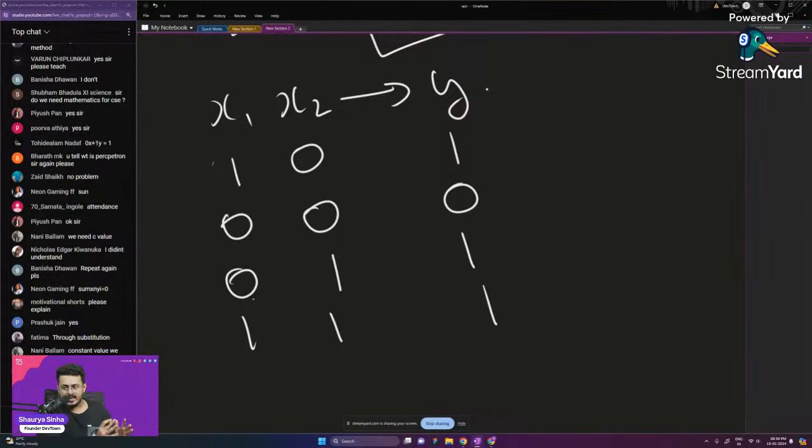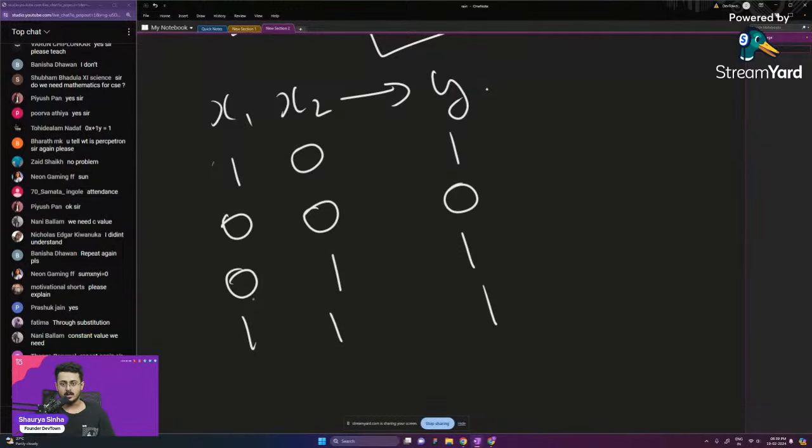So if x1 is 1, x2 is 0, then y should be 1. If x1 is 0, x2 is 0, then y should be 0. If x1 is 0, x2 is 1, then y should be 1, and so on and so forth. Now, if we are having these values, we need to create an algorithm in which we just feed in the values of x1 and x2 and voila, we are having the right value of y that we require. That is what we want to create mathematically.